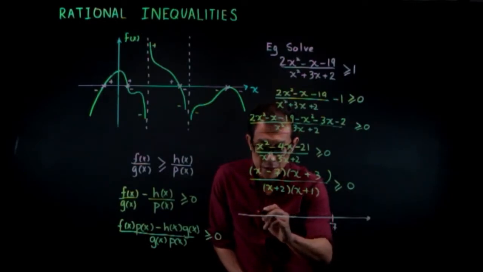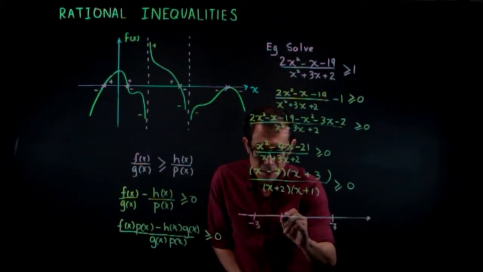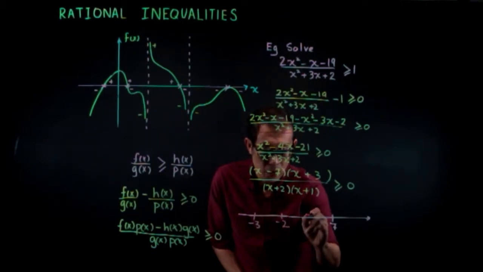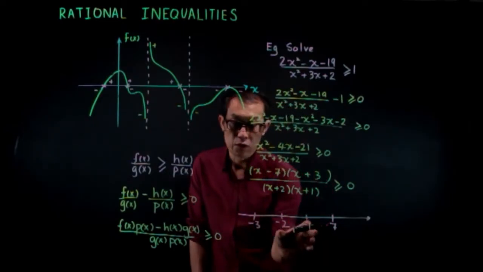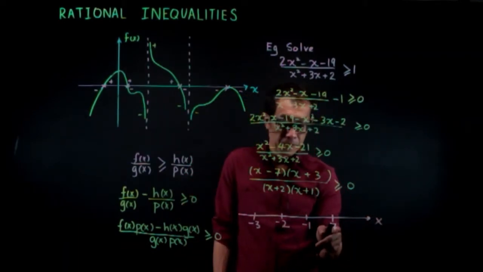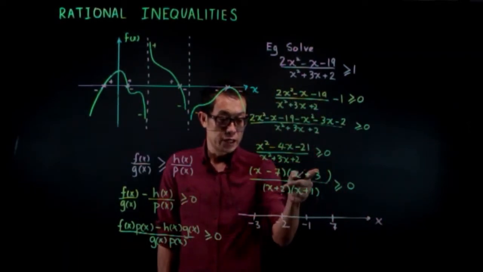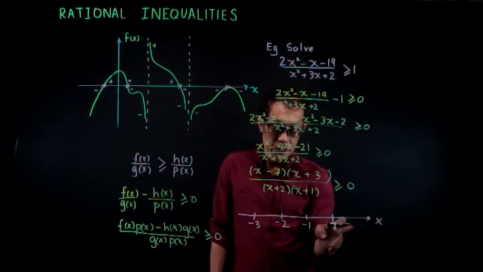Now then you will have minus 3, minus 2 and minus 1. Now minus 2 and minus 1 are the vertical asymptotes, the location of the vertical asymptotes. This is the value of x. Then 7 and minus 3 are the roots. Now you substitute values in between.